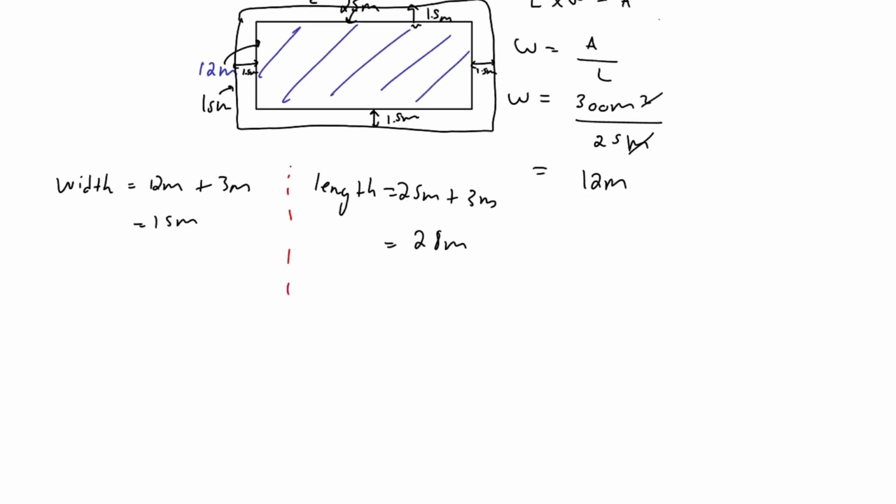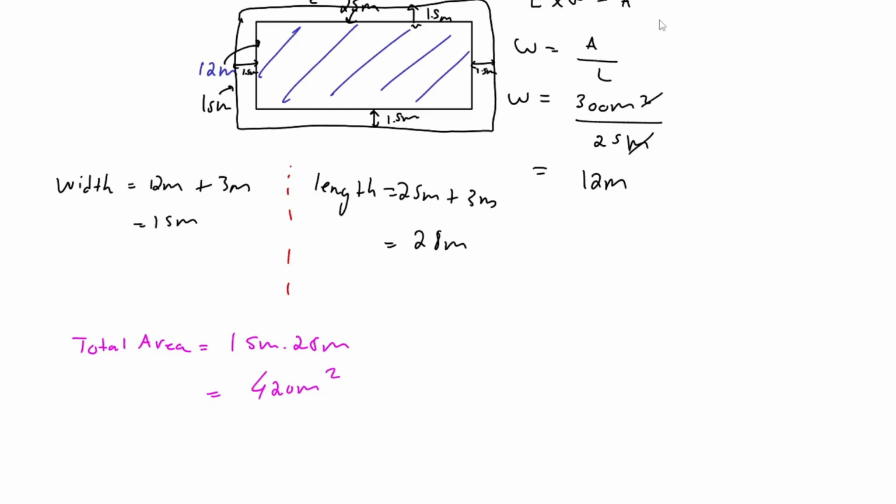So it's going to be the total area. I'll put that in pink. Total area. And that's equal to 15 meters multiplied by 28 meters, because these two, right, are new. Find the total area. So 15 times 28 is 420 meters squared. Okay? All right? That's the total area.